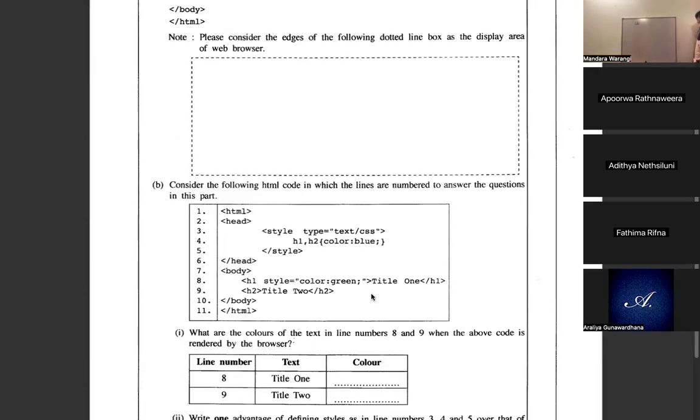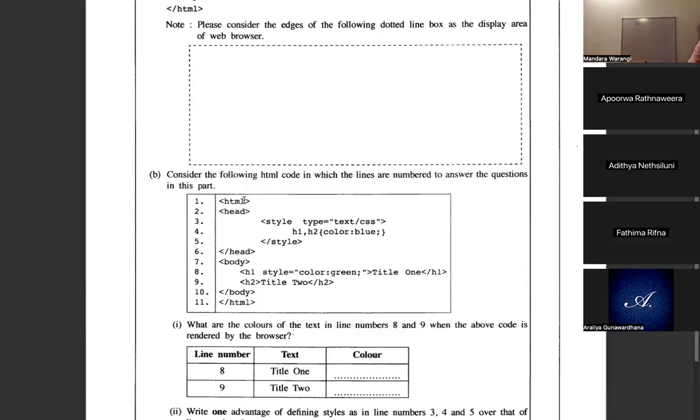Consider the following HTML code, in which the lines are numbered, to answer the questions. In this part, this is HTML. The HTML has started. Then there's a head. Inside the head, they have given a style tag. This is CSS, right?